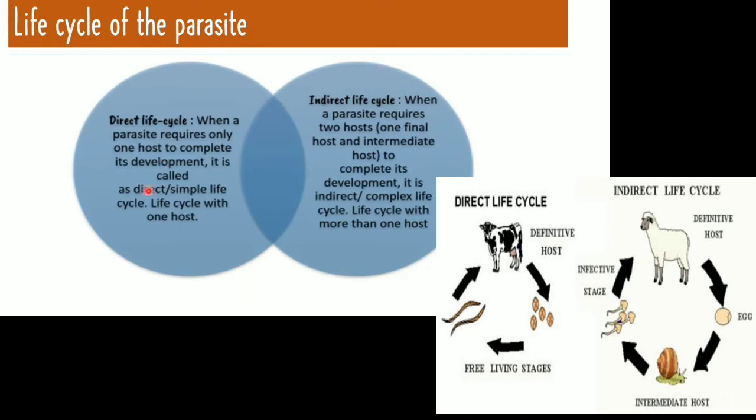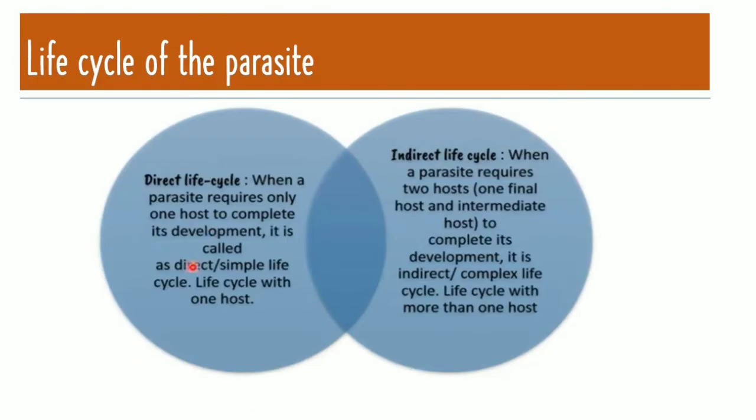Life cycle of the parasites. A parasite has two types of life cycle: direct life cycle and indirect life cycle. In the direct life cycle, when a parasite requires only one host to complete its development, it is called a direct, simple life cycle with one host. Nematodes, trypanosomatids, and Cryptosporidium are examples of parasites with a direct life cycle. In the indirect life cycle, when a parasite requires two hosts, one final host and intermediate hosts, to complete its development, it is an indirect, complex life cycle with more than one host. A parasite that infects many hosts in order to reproduce has an indirect life cycle.